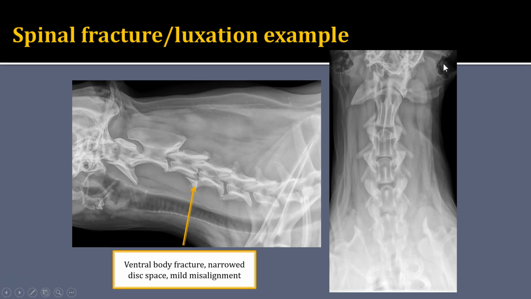On the ventrodorsal view, I actually am not going to be able to identify that trauma very well. Other than that, I can see that the intervertebral disc space is again narrowed. So this patient has a spinal fracture luxation that also likely has traumatic intervertebral disc disease associated with it.